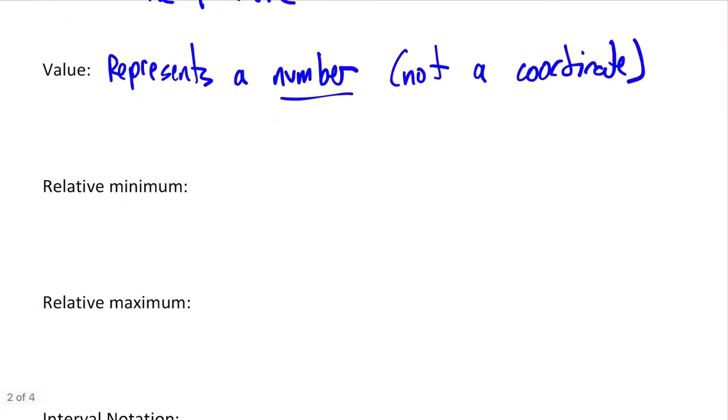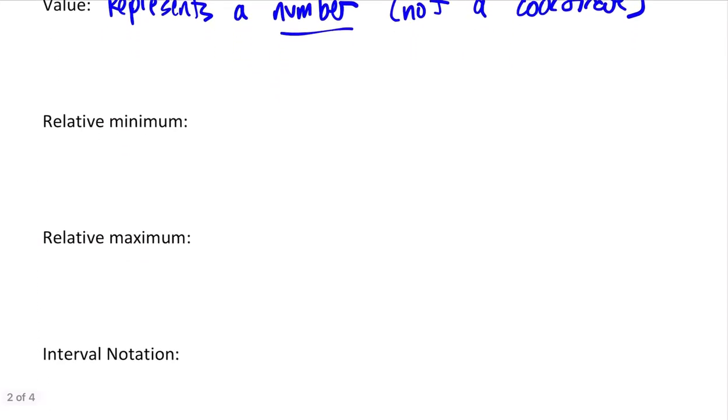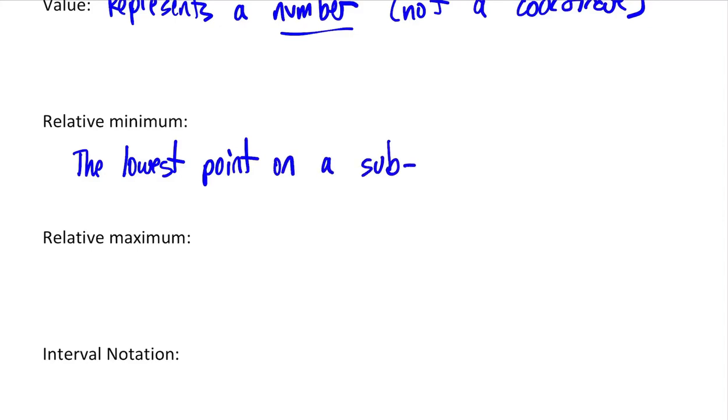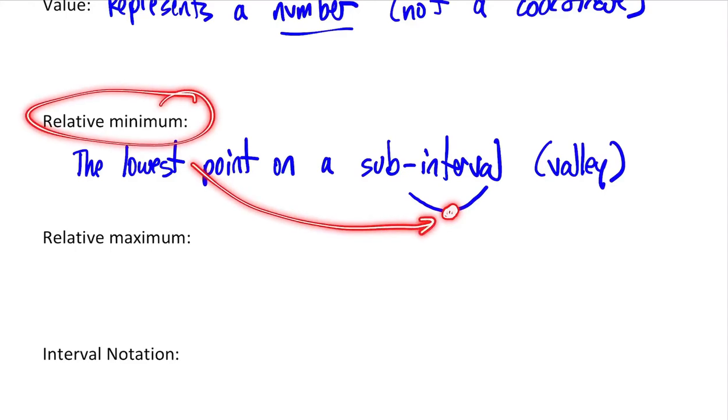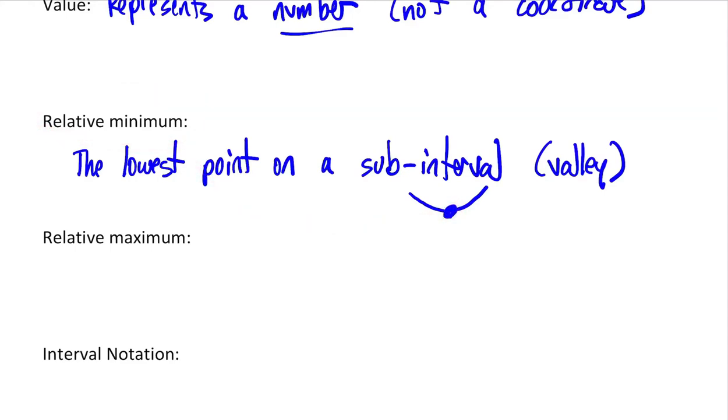All right, well, new here for us is a relative minimum and a relative maximum. I don't believe we talked about this in Algebra 2. So a relative minimum is simply the lowest point on a sub-interval. Think of it as a valley. So it would kind of look like this. For a portion of the graph, you see this valley here. The lowest point of that valley would be a relative minimum. It's called relative because it's relative to the points on the left and right of it.